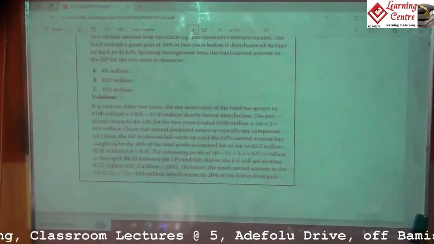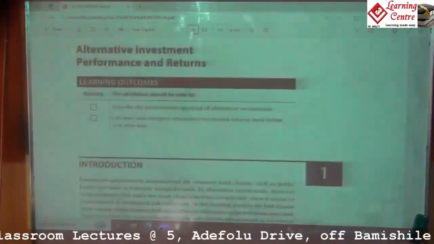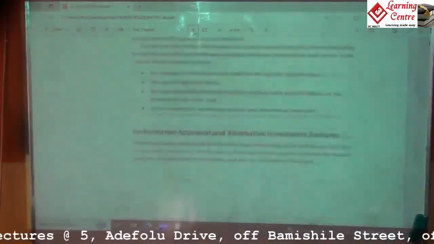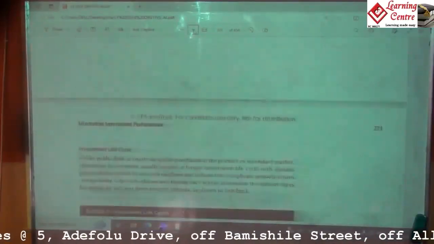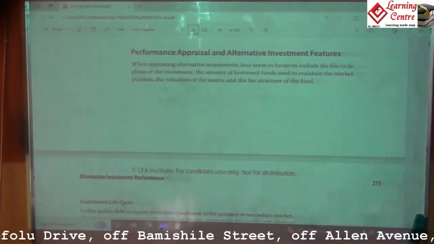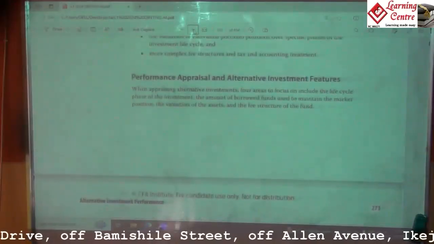So investment returns now. Investment returns.